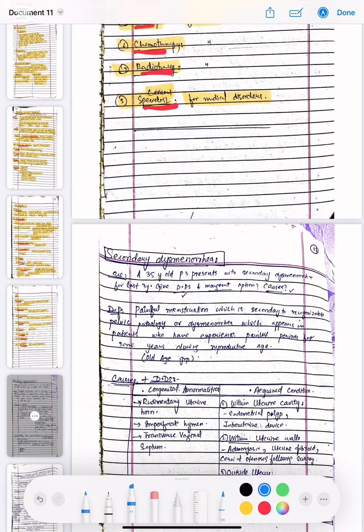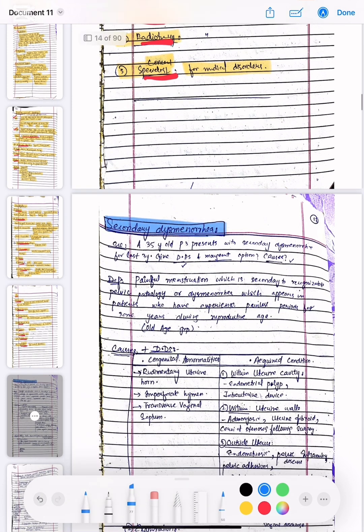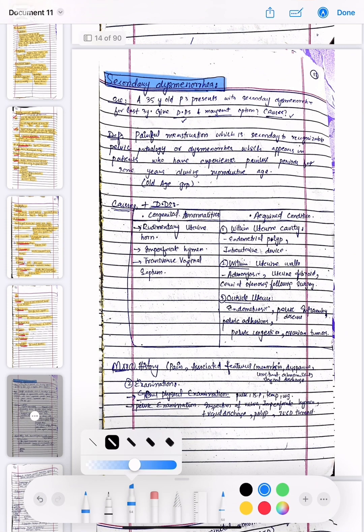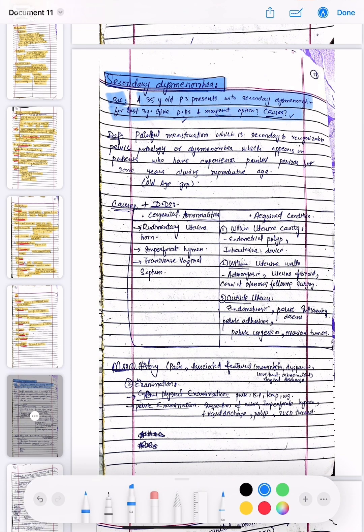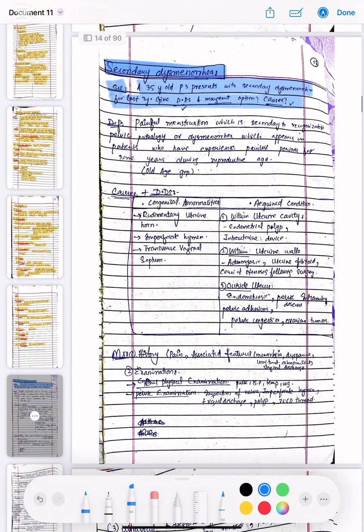Now the next topic is secondary dysmenorrhea. Okay, so we have the topic secondary dysmenorrhea. First, we will discuss the scenario. In this scenario, there is a 35-year-old para 3 who presents with secondary dysmenorrhea for the last 3 years. Give the differential diagnosis, management options, and the causes. So, what is the definition of secondary dysmenorrhea?